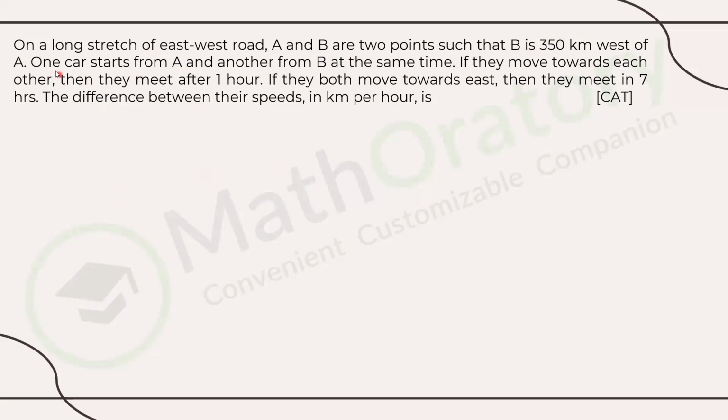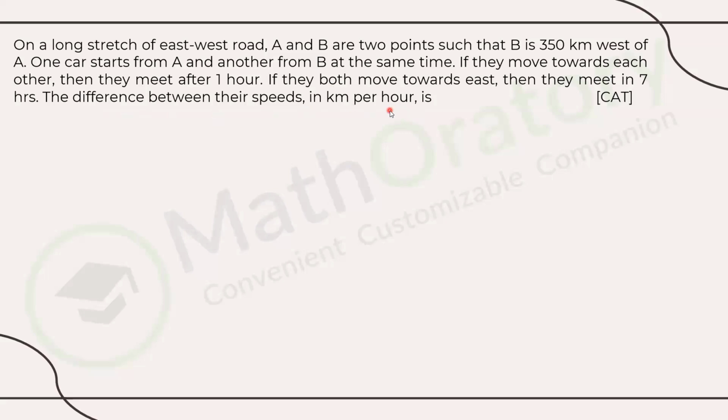It doesn't matter. One car starts from A and another from B at the same time. If they move towards each other, then they meet after 1 hour. If they move towards east, then they meet in 7 hours. Find the difference between their speeds in kilometers per hour.